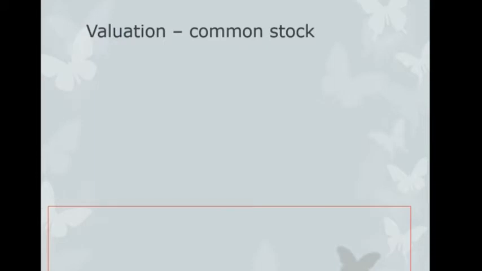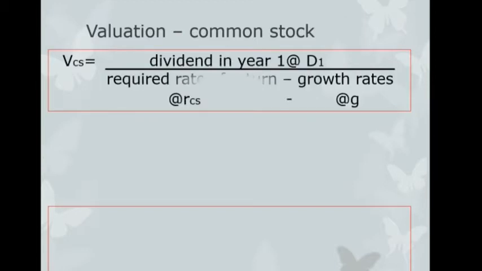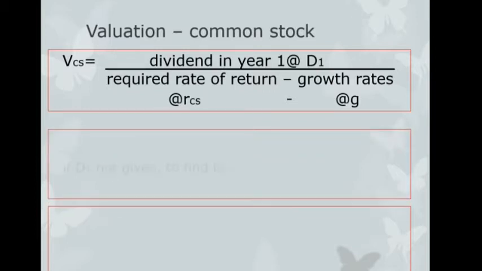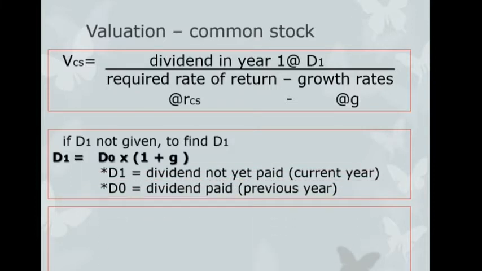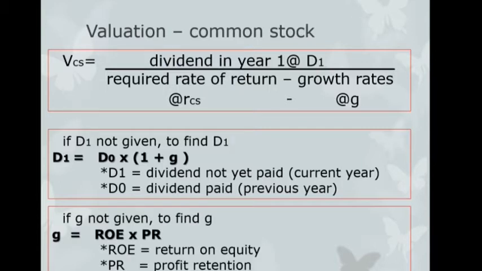Next, we proceed to the formula for common stock. Firstly, valuation of common stock. The formula is VCS equal to dividend in year 1, or D1, divided by required rate of return RCS minus growth rate, or G. If D1 is not given, to find D1 equals D0 multiplied by 1 plus G. D1 means dividend not yet paid, or current year. D0 equals dividend paid in the previous year. If G is not given, to find G equals ROE multiplied by PR. ROE means return on equity, PR means profit retention.